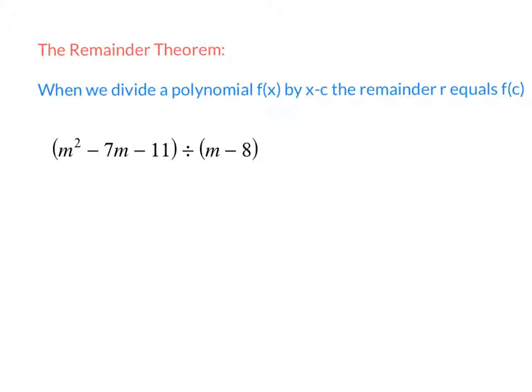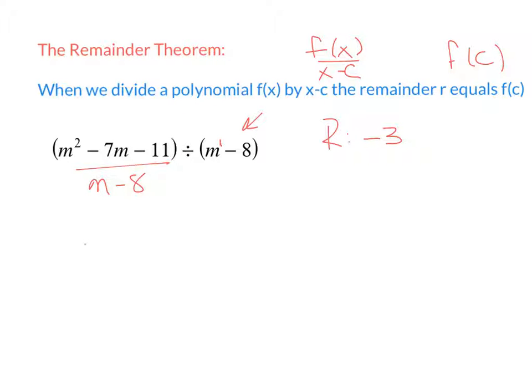Now, what's cool is this has to do with the remainder theorem, and especially because we divided by something that was linear. Something linear meaning that the power is to the first. Now, if you remember, we got a remainder of negative 3 when we did that problem out. So the remainder theorem states if you divide a polynomial, so if I divide this by m minus 8, the long way they say it, if you divide a polynomial f of x by x minus c, x minus c in this case is m minus 8, your remainder r is equal to f of c. In this case, f of x is equal to m squared minus 7m minus 11. That's the first part of the theorem.